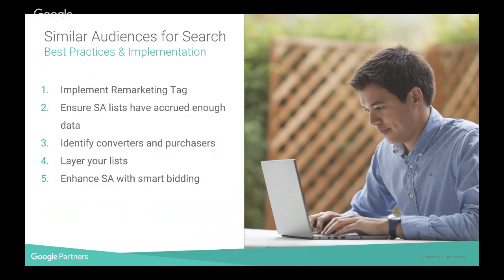Layer your lists. This is exactly what I was saying before. Use your lists in bid-only mode. So not to reach out to only those users on similar audiences, but to tailor the bids, either if you're in manual bidding or if you're in automatic bidding, according to how valuable the user is to you. And enhance similar audiences with smart bidding. Again, really important. It's super important to use smart bidding just because the bid changes every time. It takes into account a lot of signals for every auction. And we have demographics on search, we have RLSA, we have similar audiences.